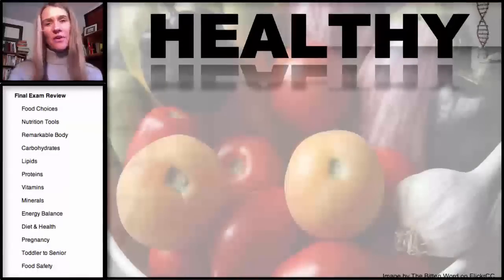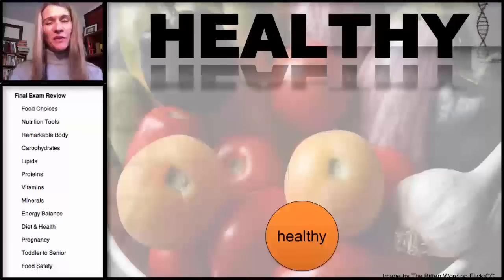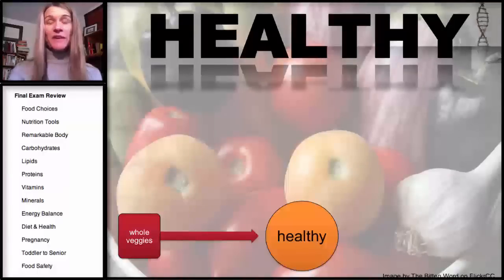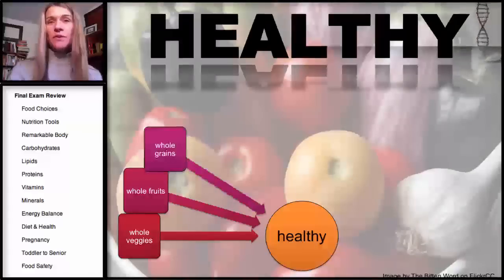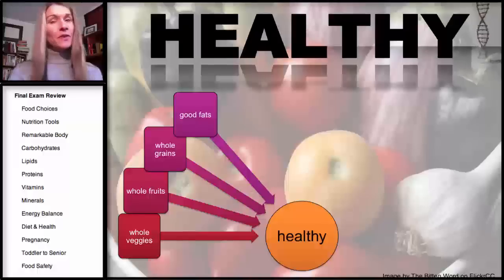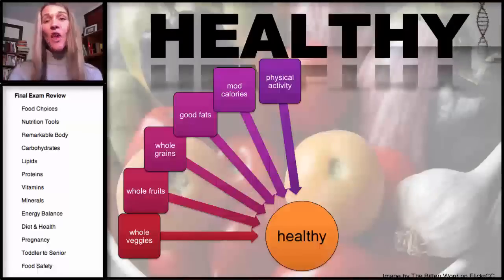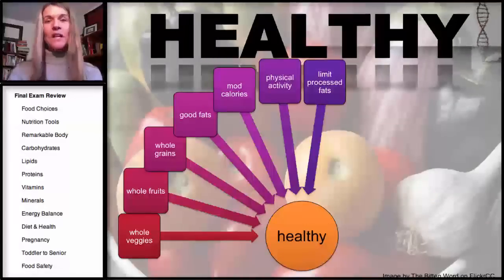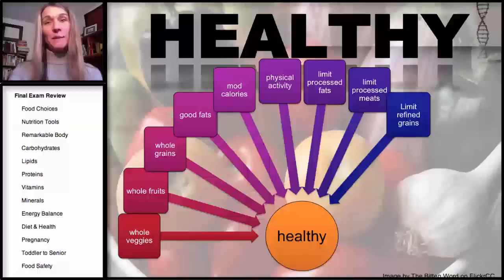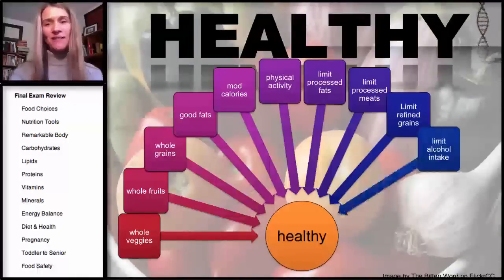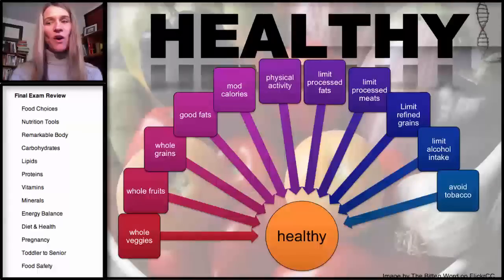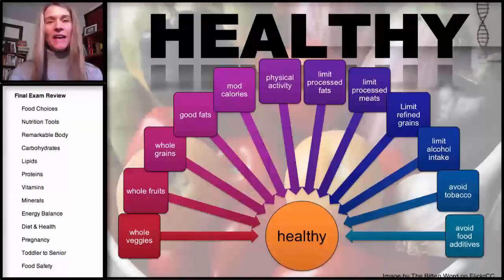So what is healthy? Well, we talked about this throughout the course. In general, we want to think of eating whole vegetables, fruits, whole grains, good fats, essentially our omega-3 fatty acids, moderate calorie intake along with physical activity. Limit the processed foods, limit processed meats, and refined grains. So all of our processing, all the processed foods. Of course, limiting alcohol intake, avoiding tobacco, and avoiding food additives. Of course, that goes along with limiting our processed foods.